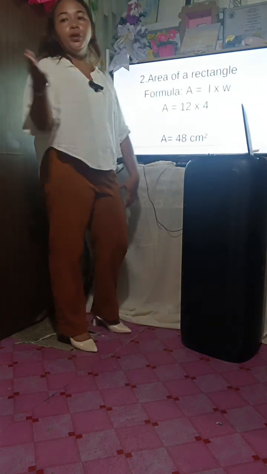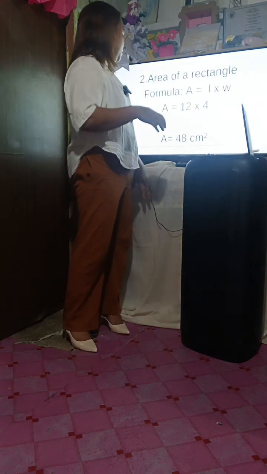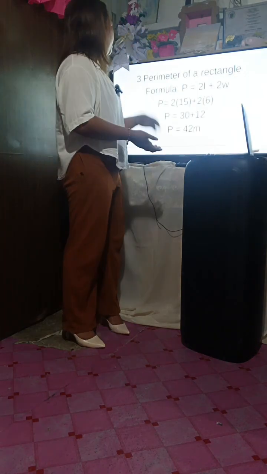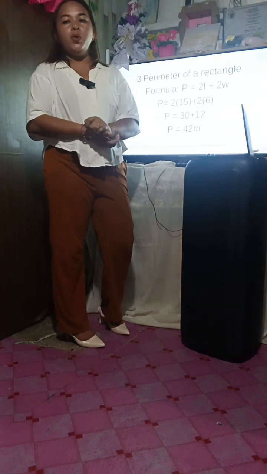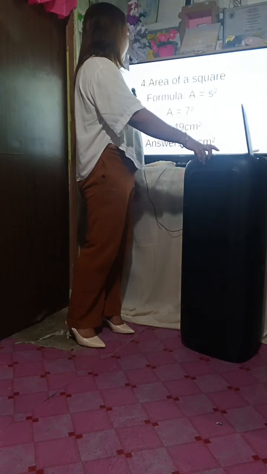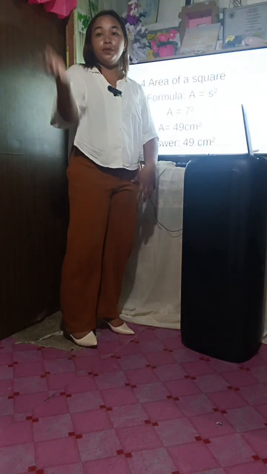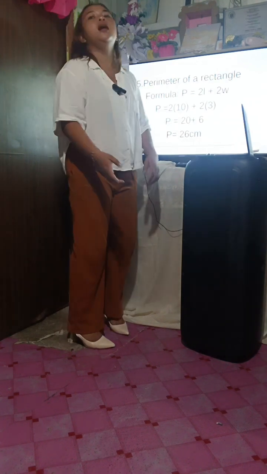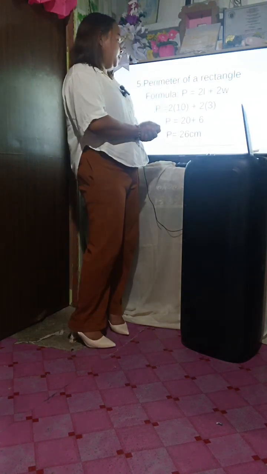So who wants to answer number 2? Okay. So the answer for number 2 is 48 centimeters squared. How about number 3? So we have 42 meters. And number 4, the answer is correct, 49 centimeters squared. And number 5, we have the answer: perimeter is equal to 26 centimeters.